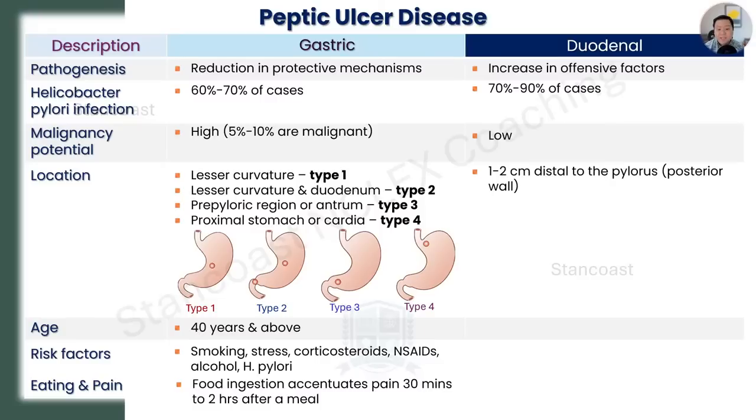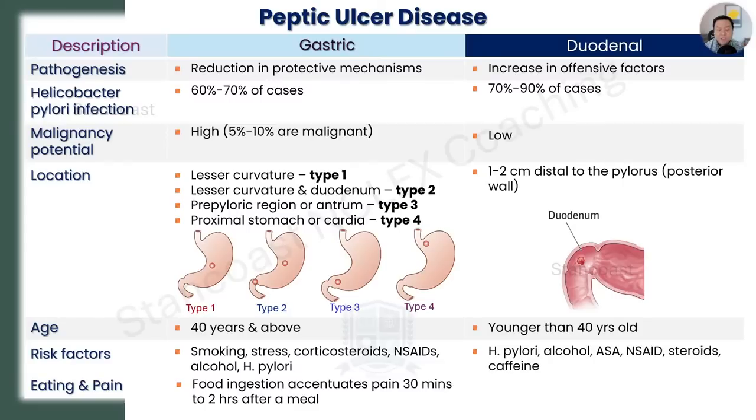Now, if you're going to ask, what is the age distribution here? Well, this can occur mostly in younger people, younger than 40 years old, due to a higher acid output in this age group, and possibly lifestyle factors, maybe genetics, and a more robust immune response to the H. pylori, which might paradoxically lead to more ulcers. Now, as far as the risk factors, H. pylori infection, alcohol intake, ASA or aspirin, the use of NSAIDs, steroids, and caffeine can lead to duodenal ulcer.